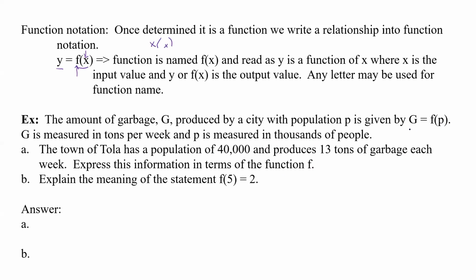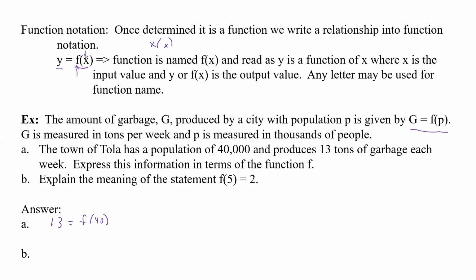Okay, so what we want to do is rewrite this with the given information here in part A. Well, part A says we produce 13 tons of garbage, and G is tons of garbage produced per week. So we're going to say, well, 13 equals, and now we have f of the population. Well, the population is 40,000, but remember we do it in thousands, so all we're going to do is 40. So that's f of 40, and that is going to be our function notation for this part A.